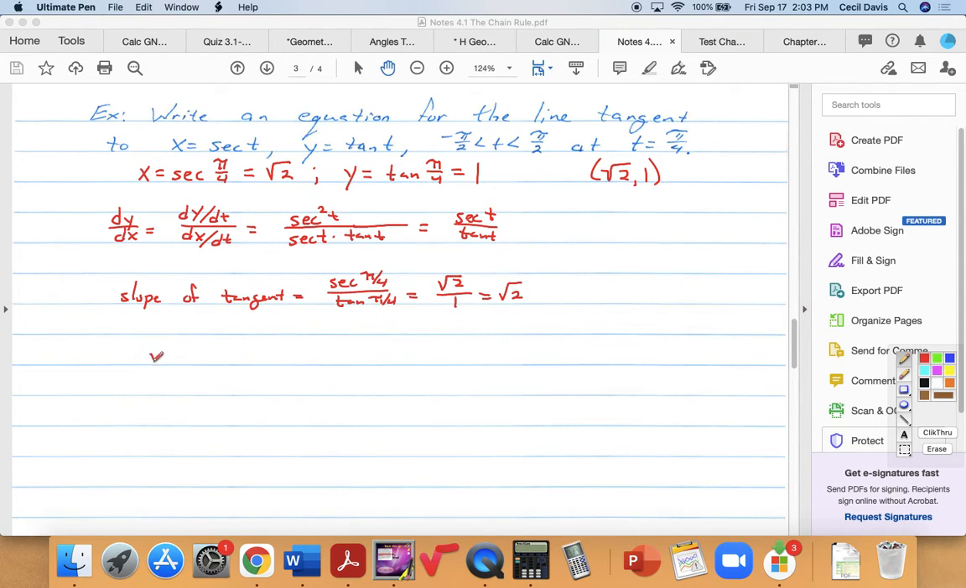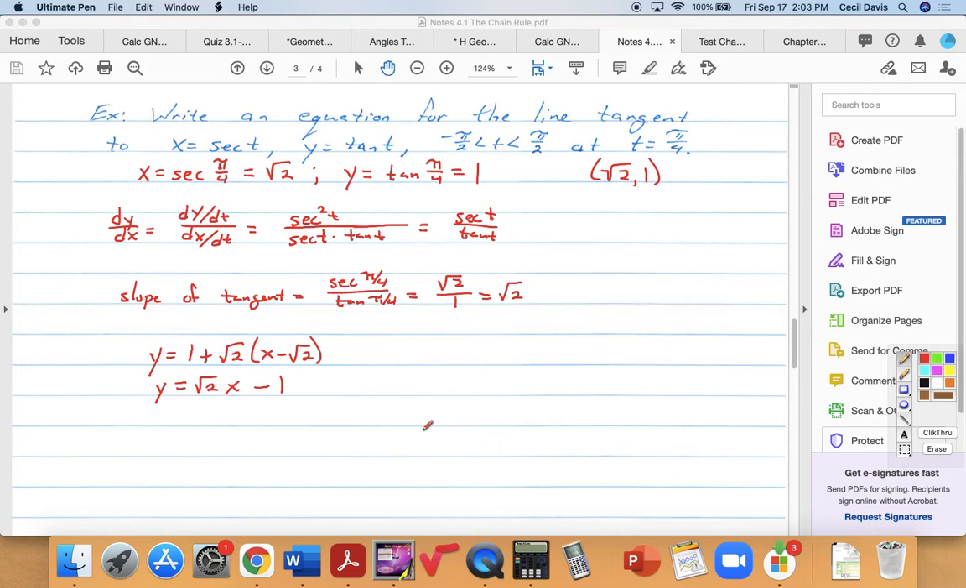So my equation for the tangent line would be y is equal to 1 plus the square root of 2 times x minus the square root of 2. Again, your book and probably any free response question would likely change this into slope-intercept form, which would be y is equal to the square root of 2 times x minus 1, because the square root of 2 times the square root of 2 would be 2, so it would be negative 2 plus 1.